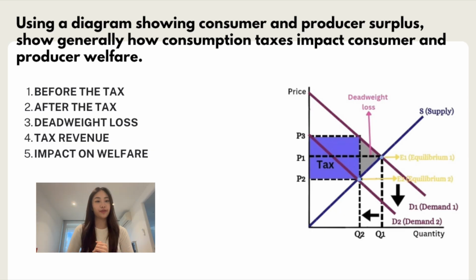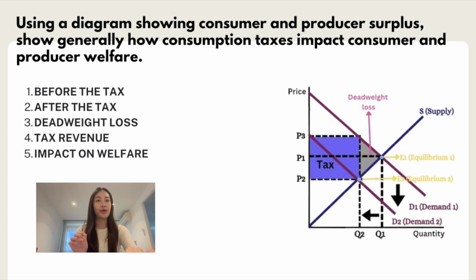So, moving to the first question: using a diagram showing consumer and producer surplus, show generally how a consumption tax impacts consumer and producer welfare. And there are 5 steps to this. The first is before the tax, the second is after the tax, the third is deadweight loss, 4 is tax revenue, and 5 is impact on welfare. These are the 5 points that we're going to be talking about.